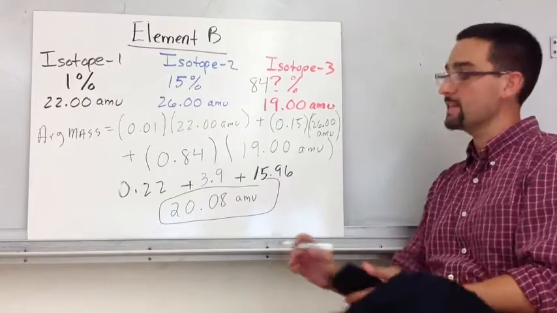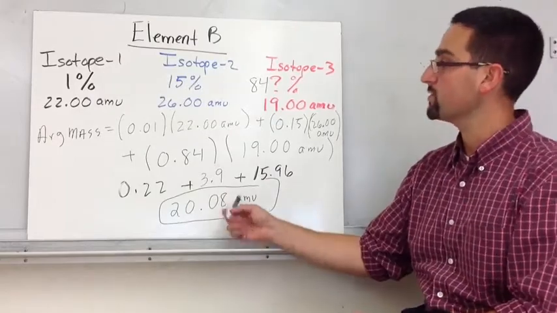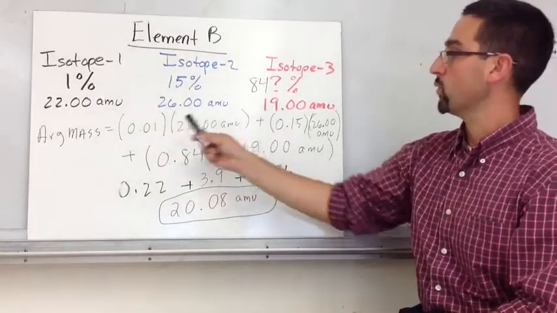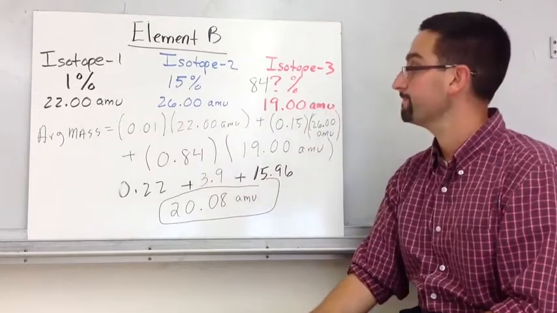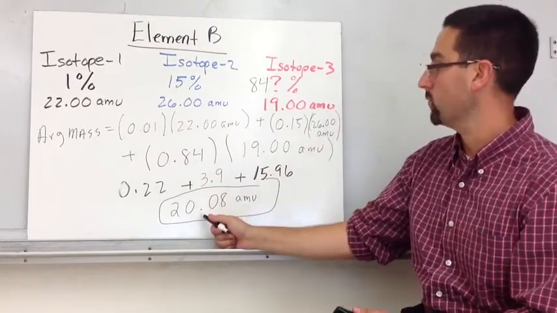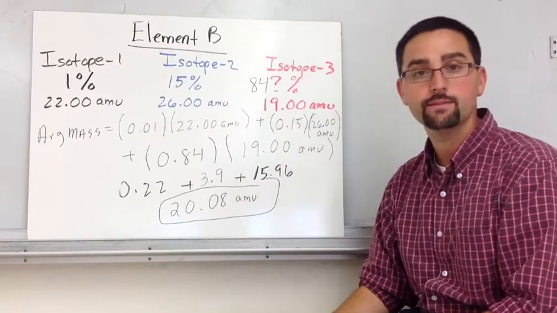Now, does that make sense? Is the average skewed towards the more common isotope? It is. 20 is very close to 19.